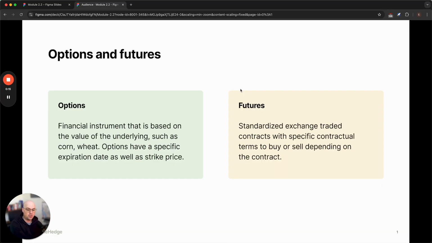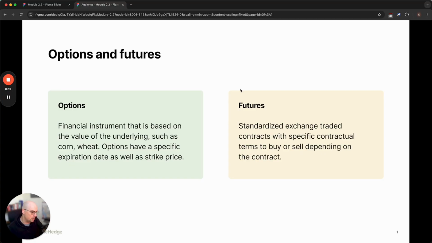So first of all, the difference between options and futures. We'll start with futures, which are standardized exchange-traded contracts, with specific terms to buy or sell depending on the contract. And you guys have all seen these at your local elevator. It's what your cash price is based off of. It's influenced by global supply and demand factors, traded on an exchange.